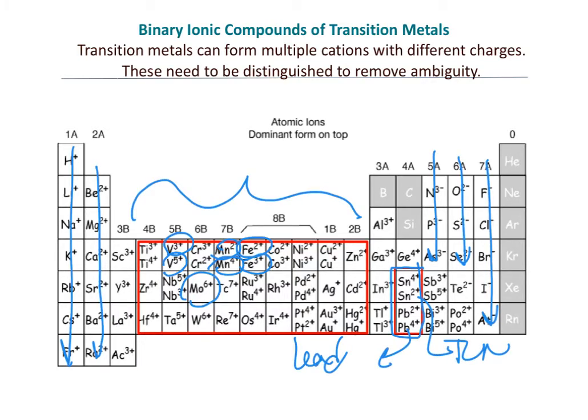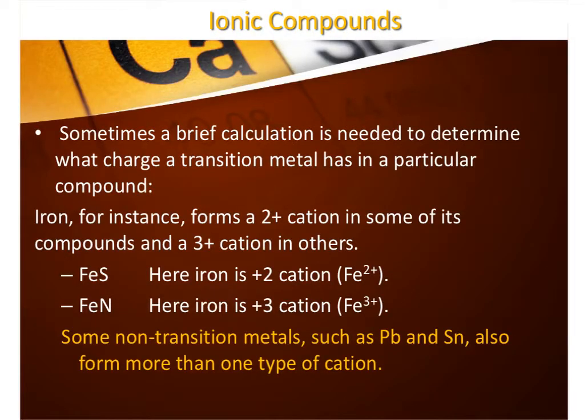So just remember you have to treat them as a transition metal when you're naming. All right, so let me give you an idea of what might happen. Iron, turns out, can have a charge of +2 or +3, depending on the conditions, depending on the other element it encounters. So you have to figure out what charge it has.